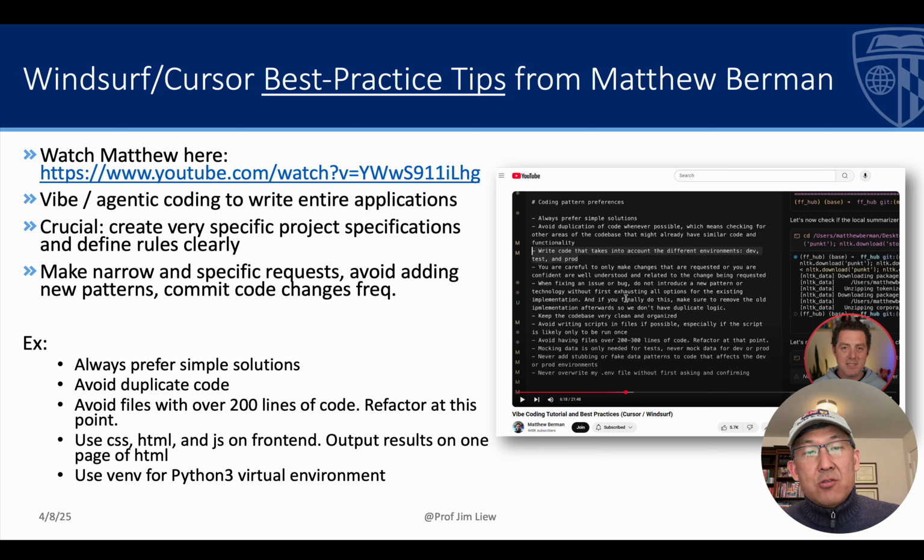This one I thought was pretty interesting: avoid files with over 200 lines of code, refactor at this point. So you want manageable code. And there are some other ones here that you can watch and take a look at. And remember, generally in this class and in AI, whenever you can find the best practices, you want to learn them and actually implement them in your class projects or in your assignments.